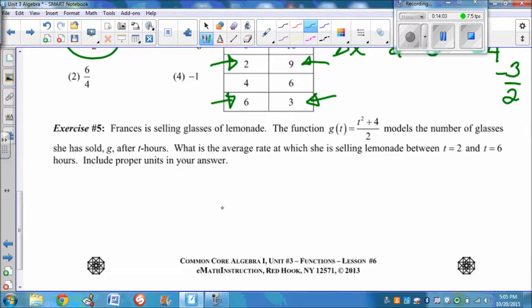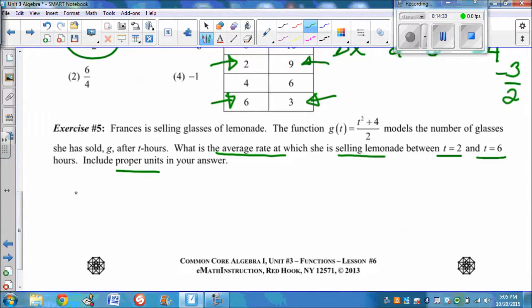So now we've got another application problem, and it says Francis is selling glasses of lemonade. Here's our function, g of t is equal to t squared plus 4 divided by 2, models the number of glasses she has sold, g, after t hours. What is the average rate at which she is selling lemonade between 2 and 6 hours? Include proper units in your answer.